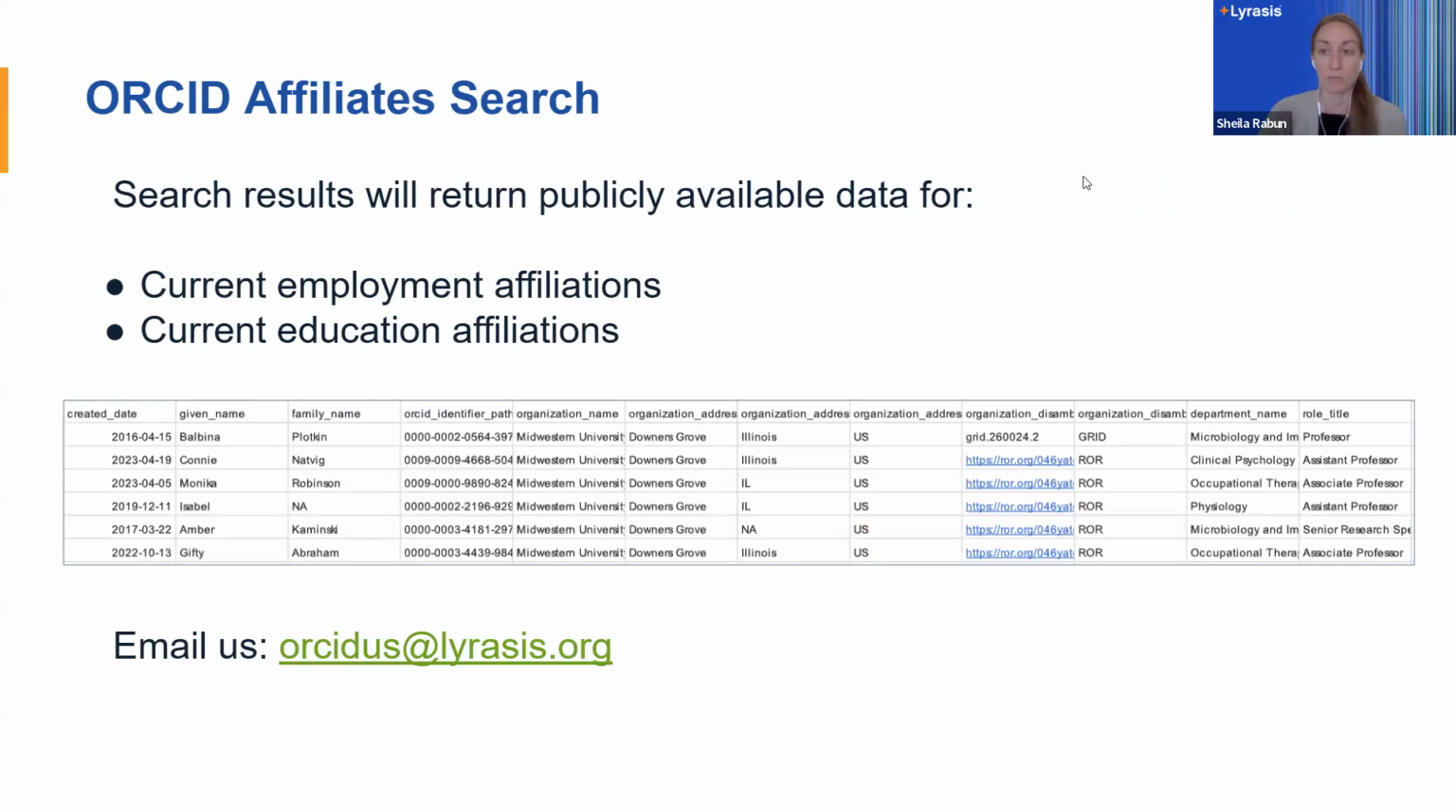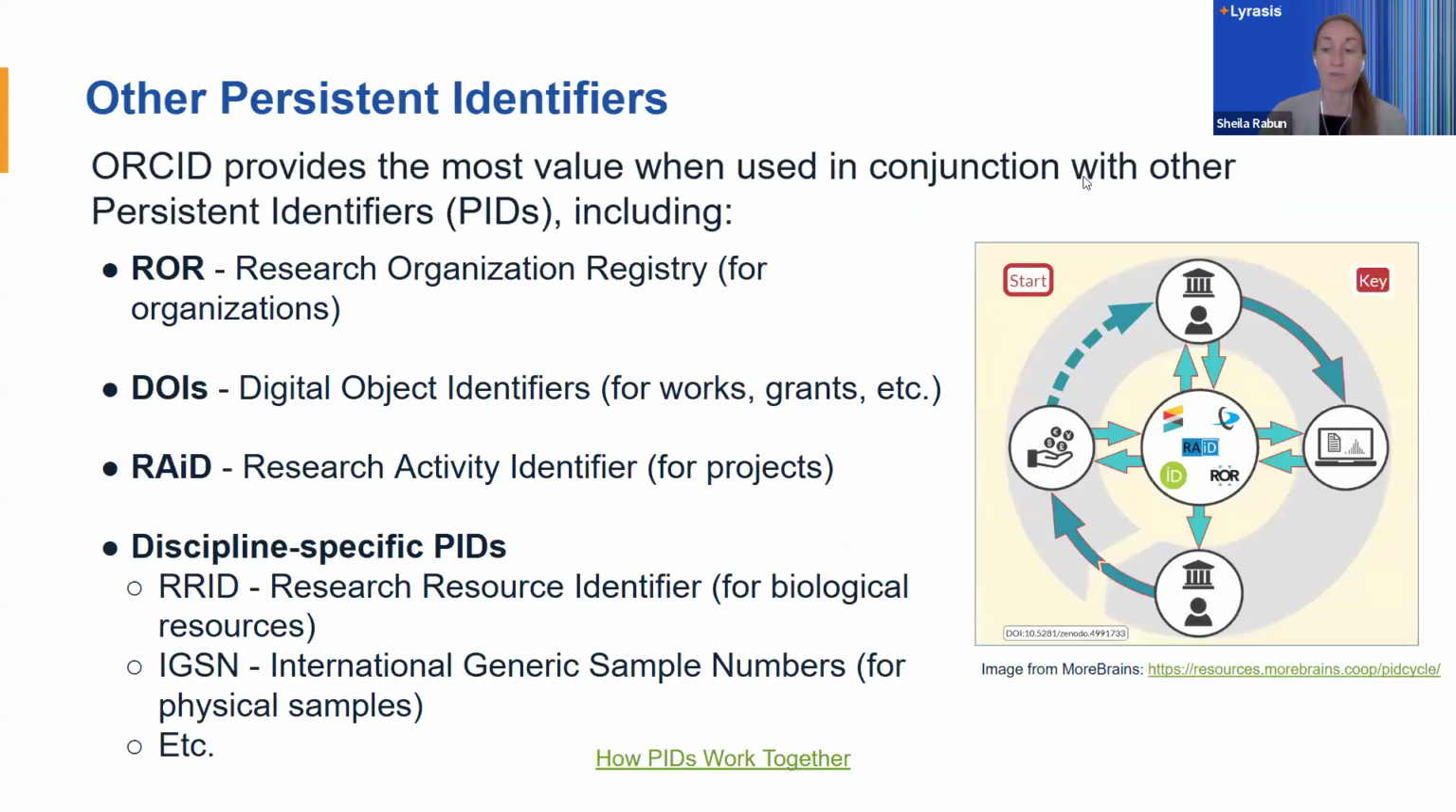And finally, the next slide. I know this webinar has been focused on ORCID specifically, but it's important to note that while ORCID is a persistent identifier, or PID, for people, there are other PIDs for other entities in the research ecosystem. And ORCID and all of the PIDs work best when they're used and linked together. So for example, ROR for organizations, DOIs for research outputs and grants, RAID for research projects, and various other PIDs that might be specific to certain disciplines or activities.